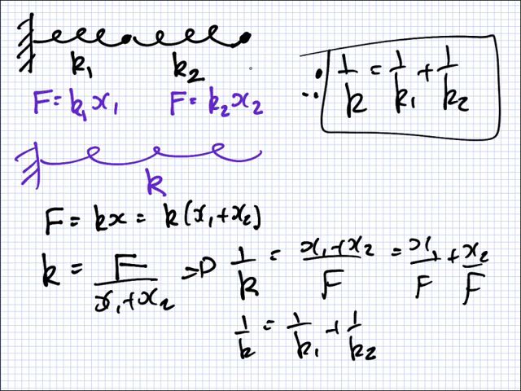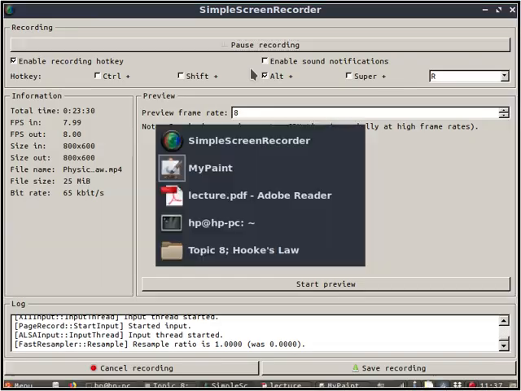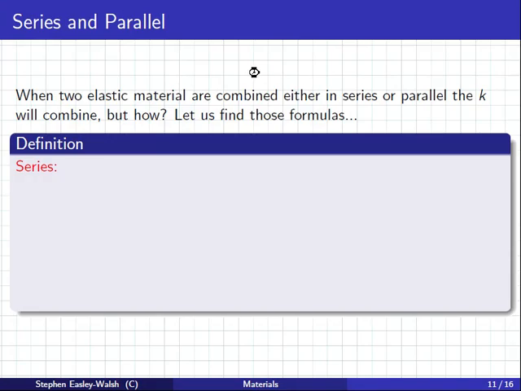Now don't write this down. I said don't write it down. So, if they're in series, okay, good. 1 over K equals 1 over K1 plus 1 over K2. This is how you combine them if they're in series, using this formula. Okay. Right, well, we look at parallel next.